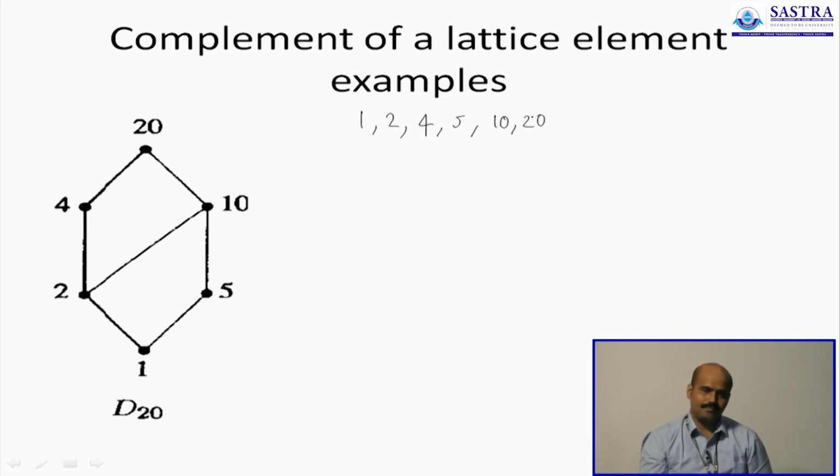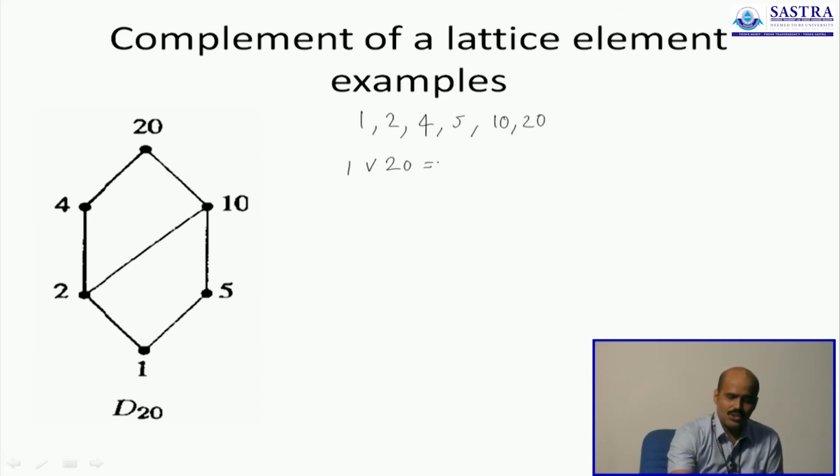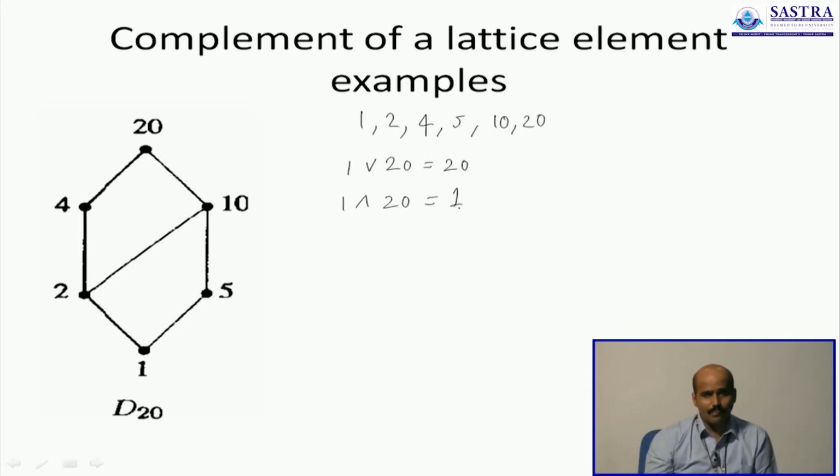However, when we try to find the complement of these elements, there are 6 elements here. It is obvious that 1 and 20 are complements of each other because the LUB of 1 and 20 is 20, and the GLB of 1 and 20 is 1. 1 and 20 are complements of each other.